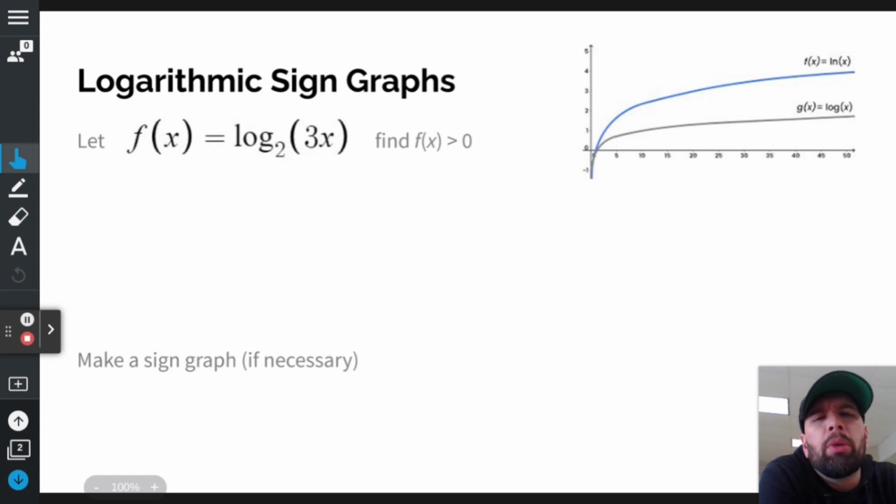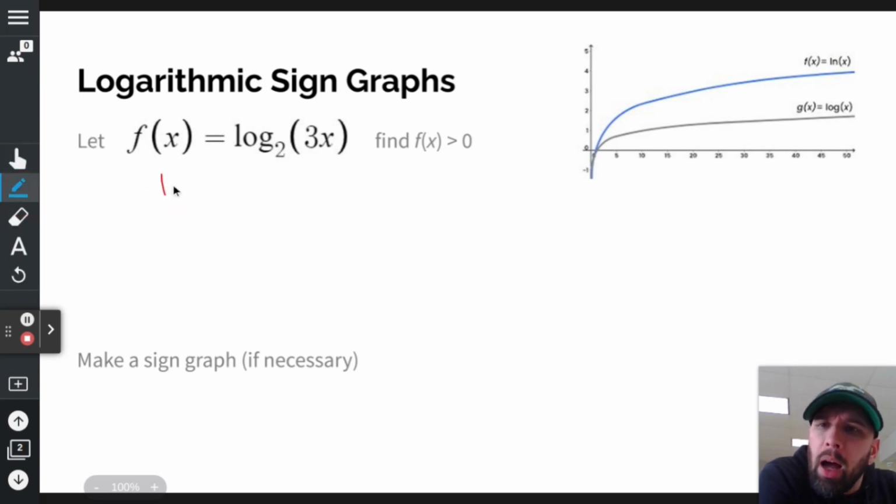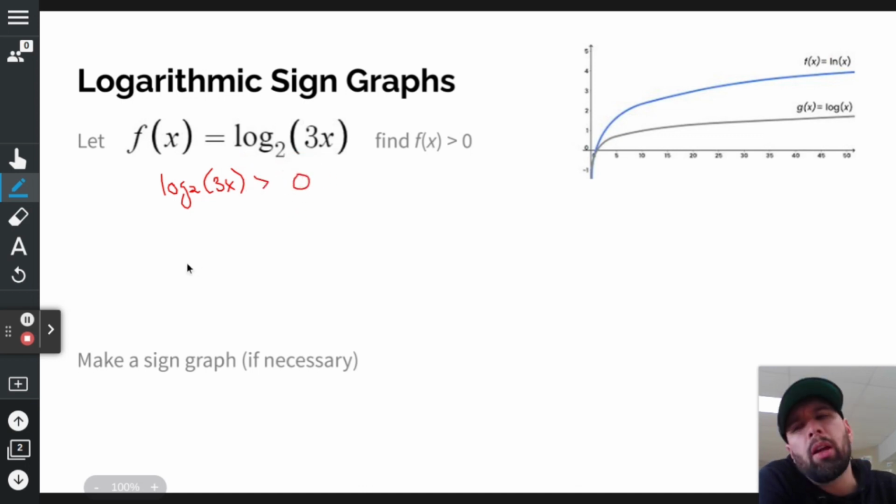A lot of times you will be given a problem like this, and you're asked to find out, when is this positive? When is f of x greater than 0? This is f of x, and I care about when f of x is greater than 0. So we have log base 2 of 3x has to be greater than 0.